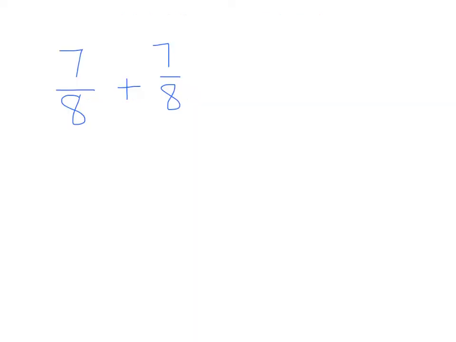Okay, first things first, a quick little review. When we add fractions, we have to have common or the same denominators. Now these two already start with common denominators, and then all we do is add the numerators. So the denominator, or the size of the piece, stays the same. And then we just do 7 plus 7, so 14/8.